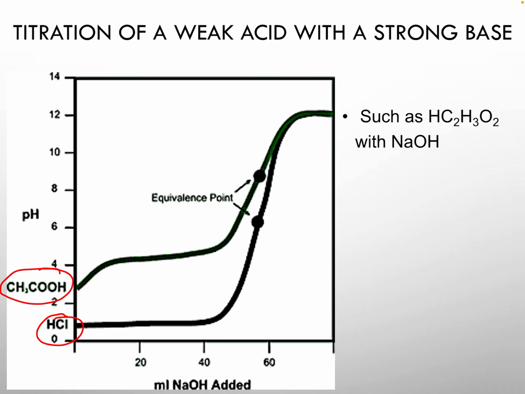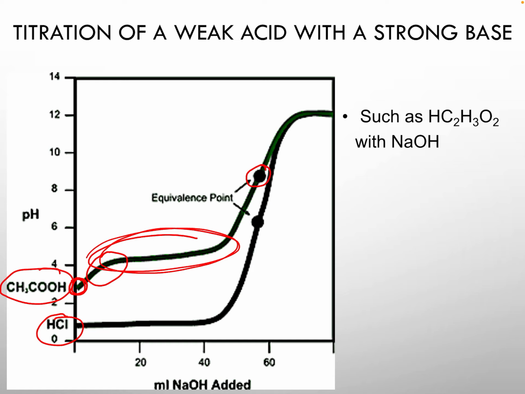The first of these is that the pH is not starting as low. The pH now starts around 3. Anywhere between 2 and 4 will signal a weak acid, whereas 1 or below is typically going to be a strong acid. You'll notice there's this little characteristic hump that happens here, and then it flattens out. This is what's called the buffer region, and we're going to talk more about that later. The other thing that's really characteristic of a weak acid being titrated with a strong base is that you'll notice the equivalence point has moved.